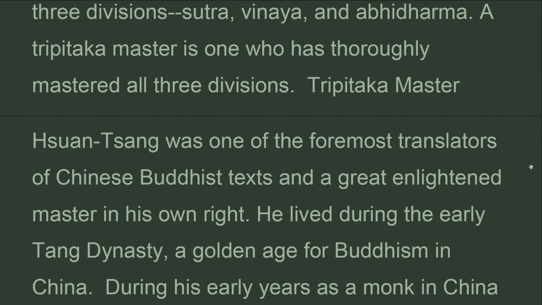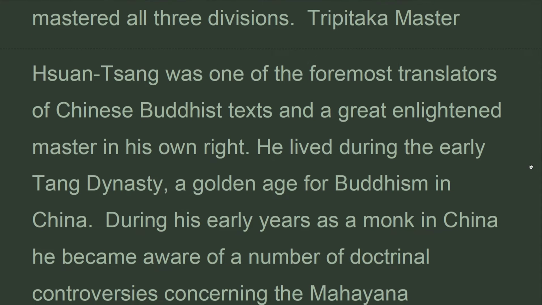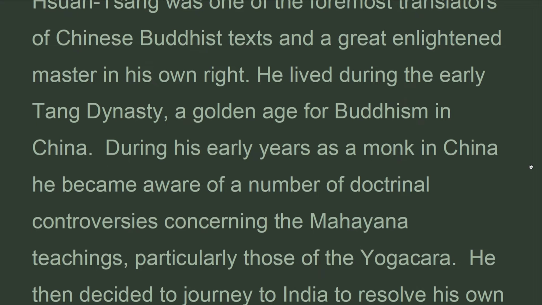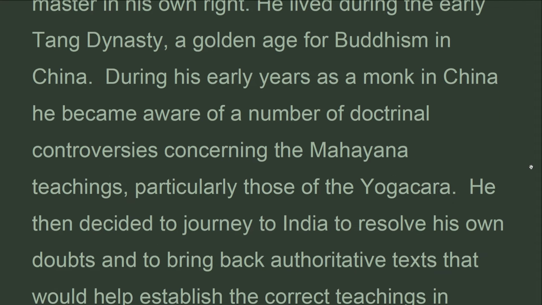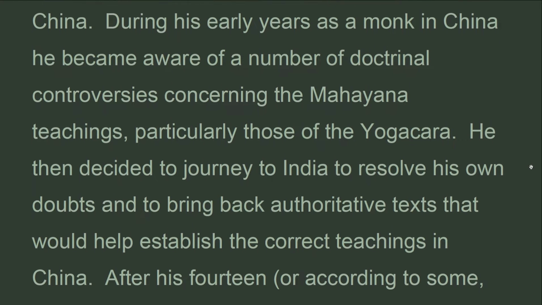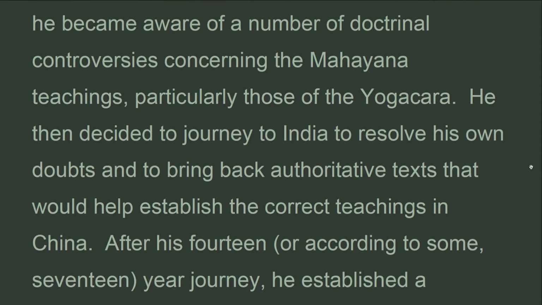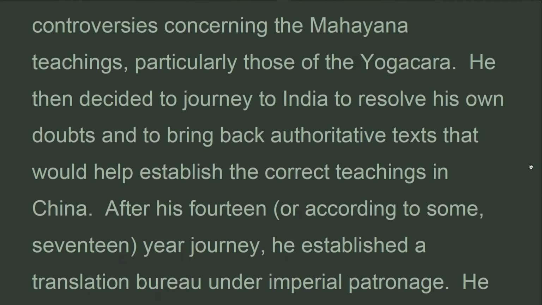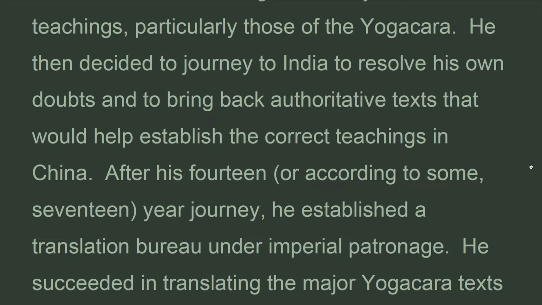Tripitaka Master Hsuan-Tsang was one of the foremost translators of Chinese Buddhist texts and a great enlightened master in his own right. He lived during the early Tang dynasty, a golden age for Buddhism in China. During his early years as a monk in China, he became aware of a number of doctrinal controversies concerning the Mahayana teachings, particularly those of the Yogacara. He then decided to journey to India to resolve his own doubts and to bring back authoritative texts that would help establish the correct teachings in China.